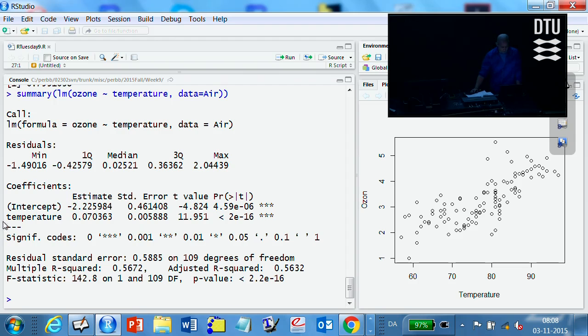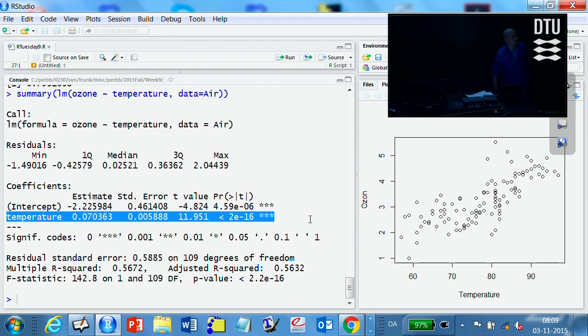Is it significant, this relation? Have we statistically documented, proved that there is a relation between the temperature and the log ppm? How many would say yes? How many would say no? You're doing okay.